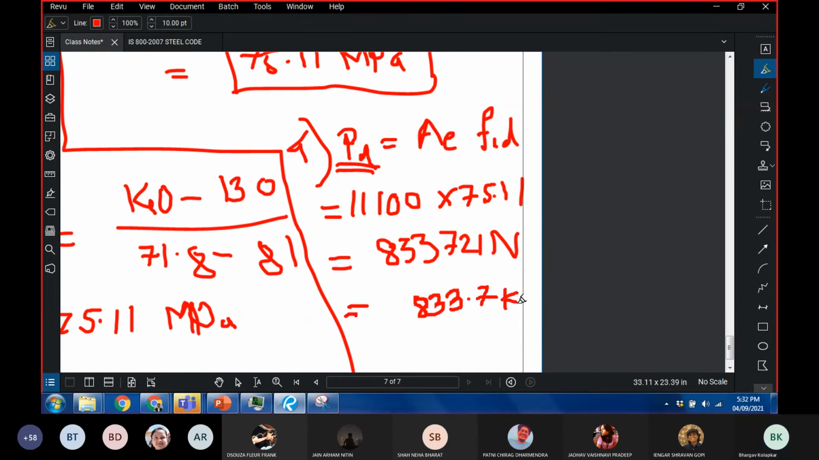833.7 kilonewton. This is the number that we need. So you can safely apply a force of 833.7 kilonewton on this column.